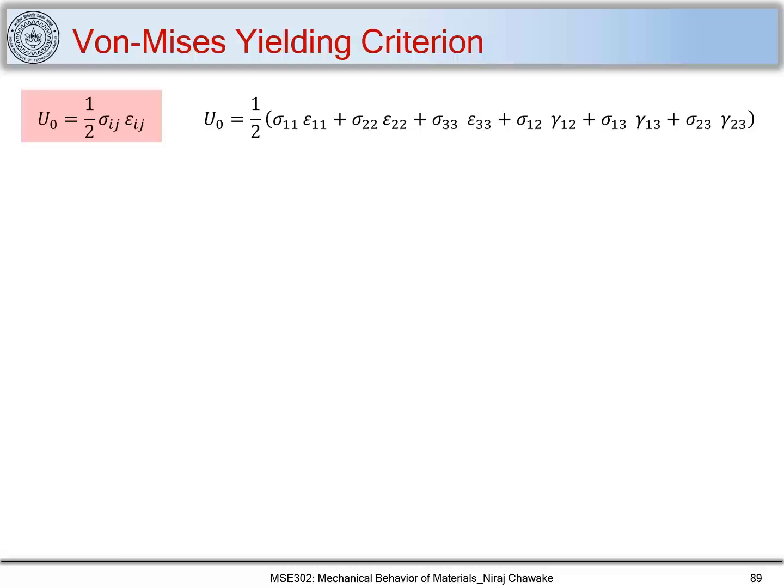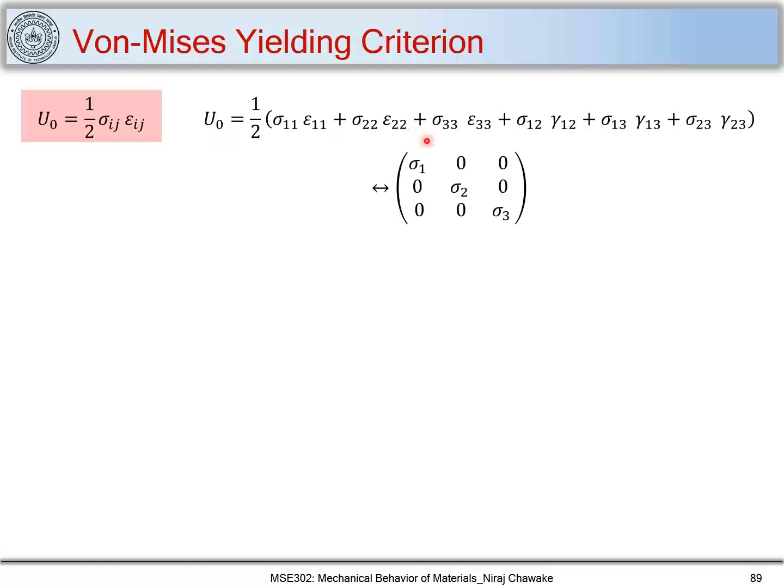We have also seen, when we discussed elasticity, that total strain energy can be given as half sigma ij into epsilon ij. And we have expanded this U naught, which is the total strain energy, to be U naught equal to half into the summation of the product of normal stress into normal strains plus shear stress into shear strains. This is what we have seen, that U naught is the total strain energy.